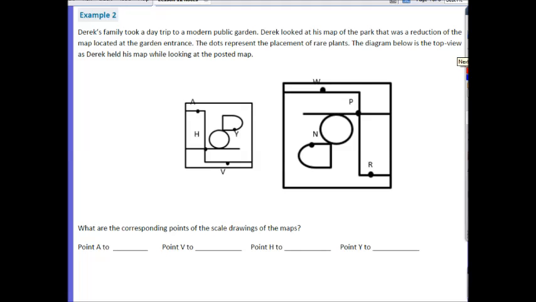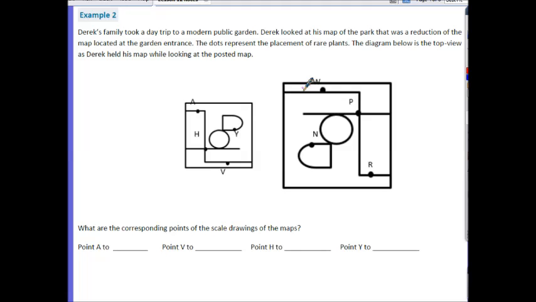Let's take a look at example 2. Derek's family took a day trip to a modern public garden. Derek looked at his map of the park that was a reduction of the map located at the garden entrance. The dots represent the placement of rare plants. The diagram below is the top view as Derek held his map while looking at the posted map. Okay, so we have Derek's map here, and we have the posted map outside the entrance here.